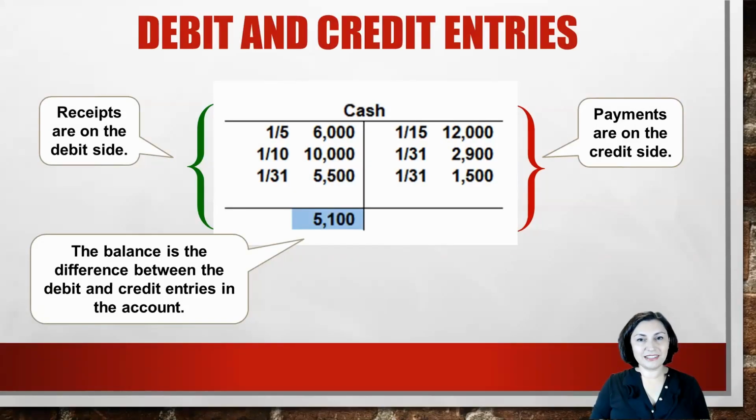Here are the dates and amounts of transactions that impacted the cash account of our sample company. Because cash is an asset and assets are increased by debit and decreased by credit, all receipts or increases should be placed on the debit or left side of the ledger account.